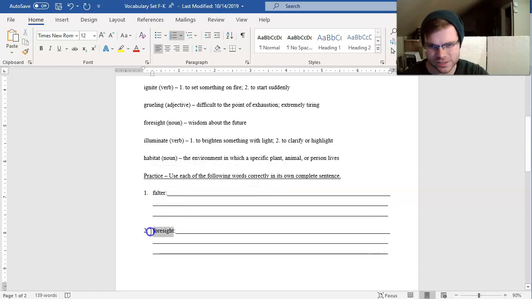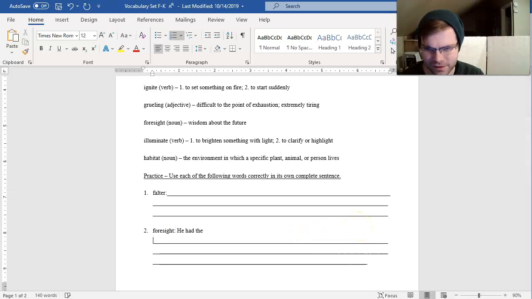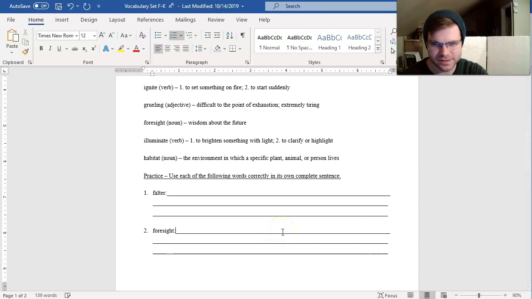So for instance, foresight is a noun. A pretty common phrase for foresight is something like, he had the foresight to do something because he could predict what was coming up in the future. He had the foresight to wear a raincoat after checking the forecast or something like that. Again, notice that I've used it as a noun. He had the foresight. It's an object in that sentence. So pay close attention to parts of speech as you're forming these sentences.